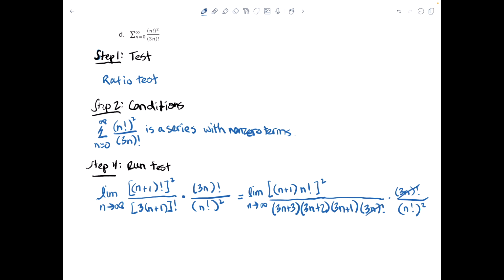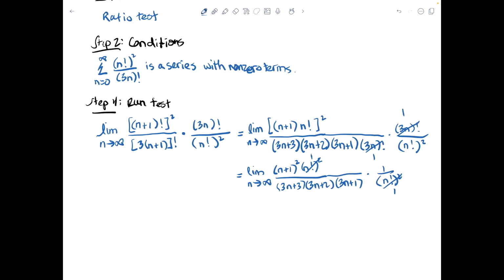So our 3n factorials divide out to be 1. And then we will get the limit as n approaches infinity of n plus 1, the quantity squared, times n factorial squared, over 3n plus 3 times 3n plus 2 times 3n plus 1 times 1 over n factorial squared. Now our n factorials divide out to be 1.